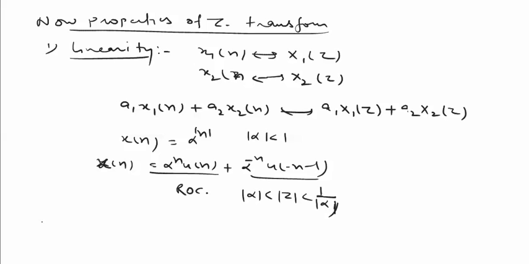Next property, time shifting. In the time shifting, if xn equals to xz, then xn minus n naught is converted into this term. This adds an additional term due to time shifting.